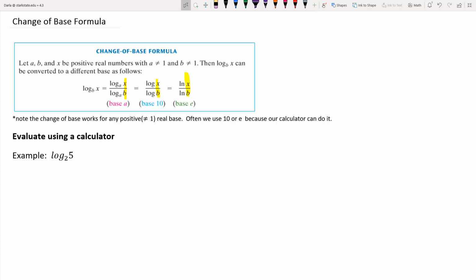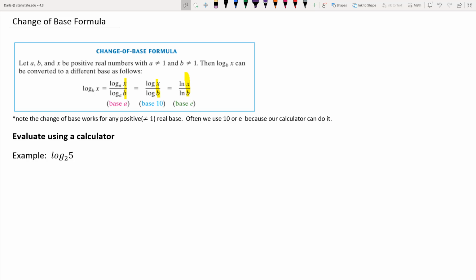The focus of this lesson is on using the change of base formula to evaluate a logarithm. So the idea is, suppose you're asked to evaluate a logarithm that you would need to evaluate maybe by calculator, but your calculator has limitations on which base of logarithms you can use. So for example, I have log base 2 of 5. Let's suppose my calculator cannot handle log base 2.